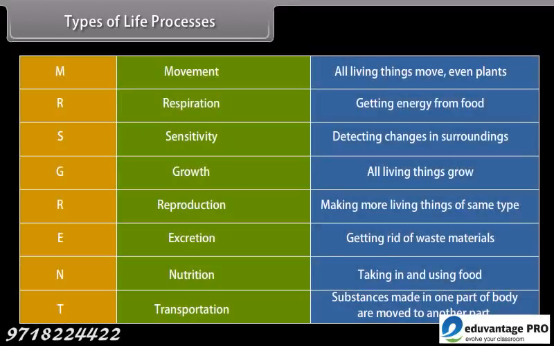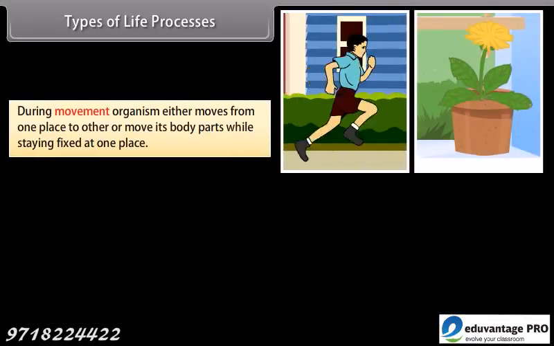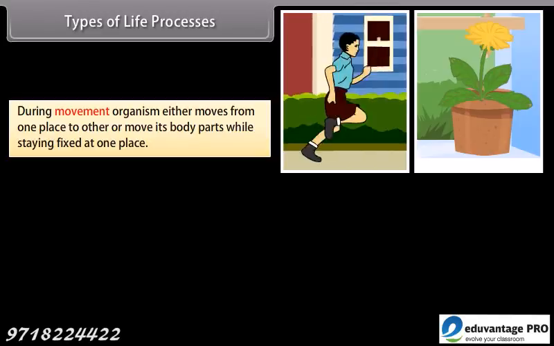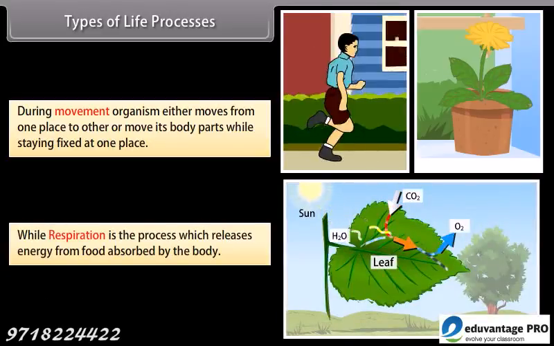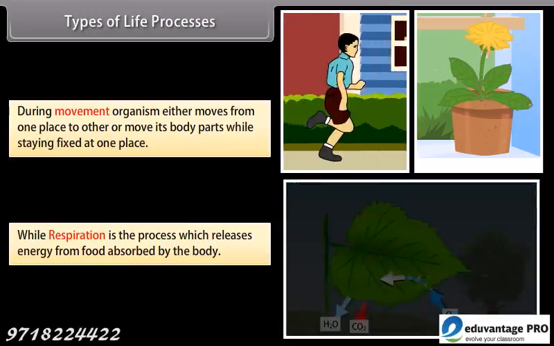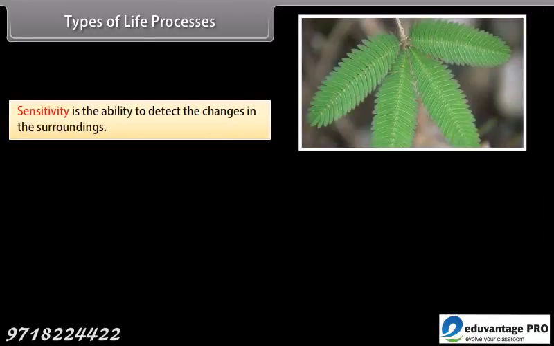Types of life processes. There are following basic life processes: movement, respiration, sensitivity, growth, reproduction, excretion, nutrition, transportation. During movement, organism either moves from one place to other or move its body parts while staying fixed at one place. While respiration is the process which releases energy from food absorbed by the body. Sensitivity is the ability to detect the changes in the surroundings.